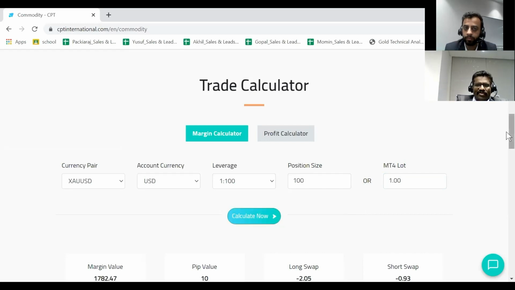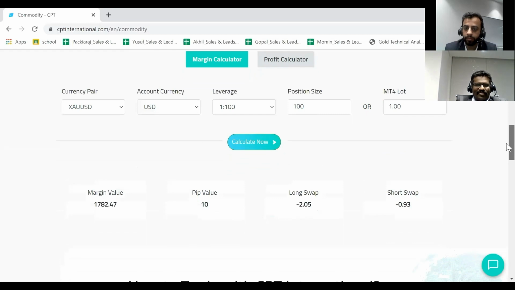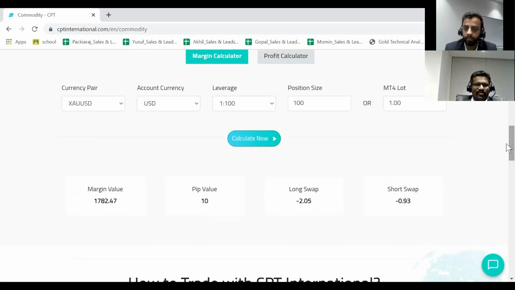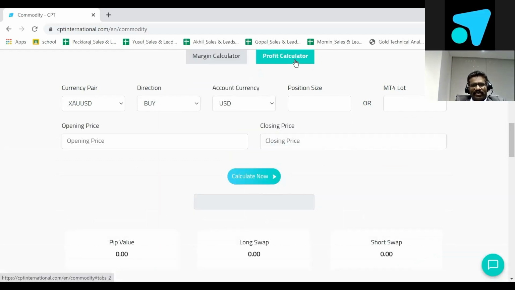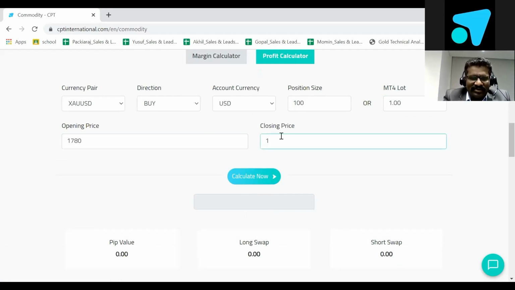And this is simply calculated with the margin calculator. We can calculate, if I am going to buy 100 ounces of gold, what margin I have to spend. And the same thing I can calculate with the profit calculator. In the profit calculator, I just mention the quantity size I want to trade. And here we can mention our entry price and exit price. Suppose I am buying gold at 1780 and selling the transaction at 1790, and I can calculate what my profit is.